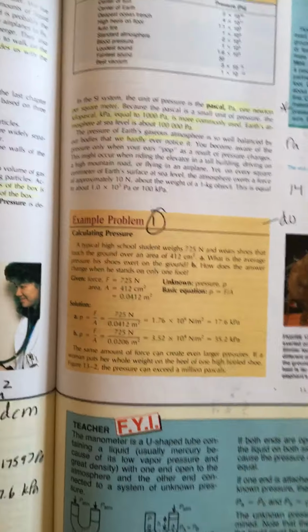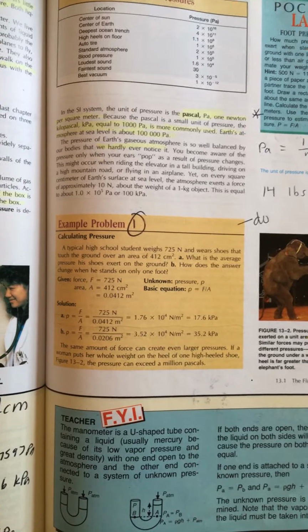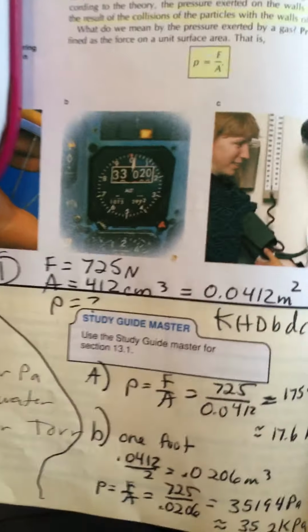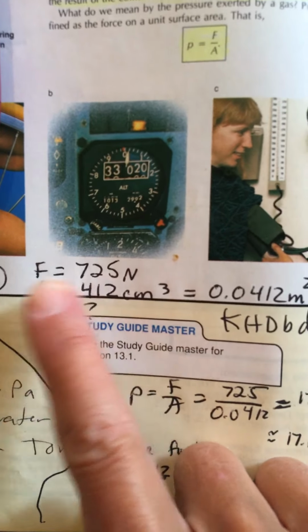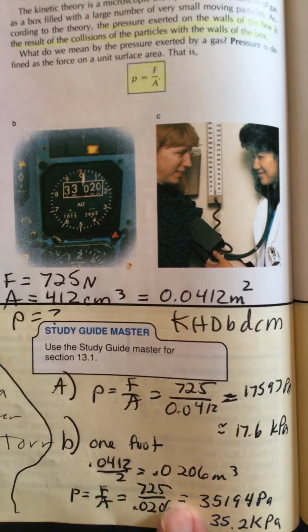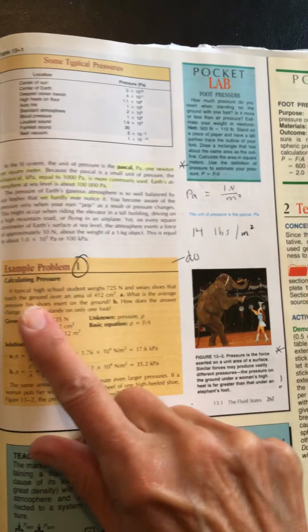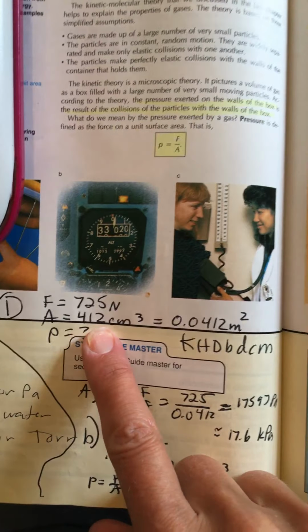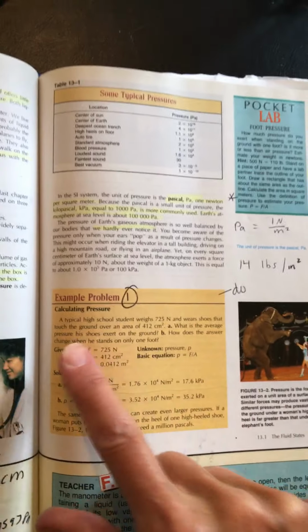Okay, so the first one in the book is this. It says, a typical high school student weighs 725 newtons. So the first thing you write down, you just list the numbers, tell what they are with units, because our goal is to get rid of all the words and just have the numbers. The numbers are the easy part. And wears shoes that touch the ground over an area of 412 centimeters. So my area is 412 centimeters. A, what is the average pressure his shoes exert on the ground?